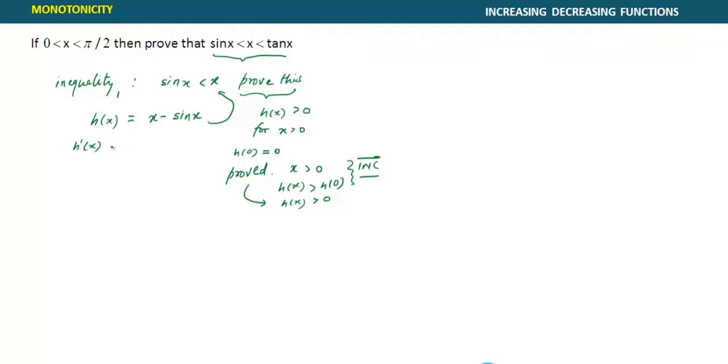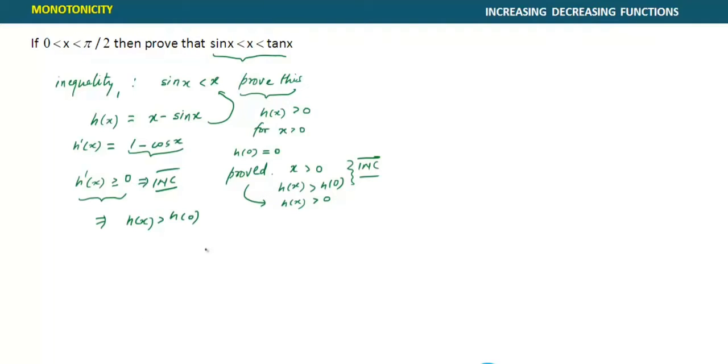If I say h dash x, right? So h dash x would be 1 minus cos x. What can you say about 1 minus cos x? What value can it take? Cos x has maximum value 1, so this cannot be negative. The minimum value I should say it can take is 0. So here you can say that h dash x is always greater than or equal to 0, and this is the definition of an increasing function. So that implies h(x) is greater than h(0), because we have taken it for x greater than 0, right?